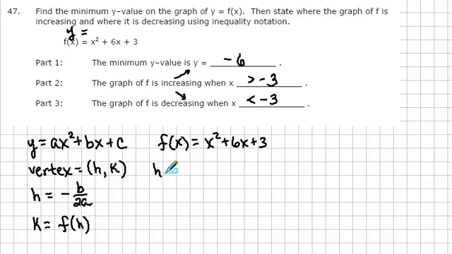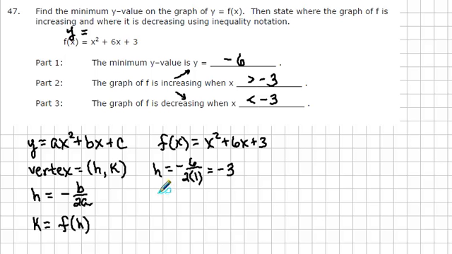In order to find h, we'll take the opposite of b. b is the coefficient of x. In our example, the coefficient of x is 6, so we have the opposite of 6 divided by 2 multiplied by a. a is the coefficient of x squared. The coefficient of x squared in our example is the number 1. When we evaluate, we get negative 6 divided by 2, which is negative 3. Negative 3 is the x-coordinate of the vertex.